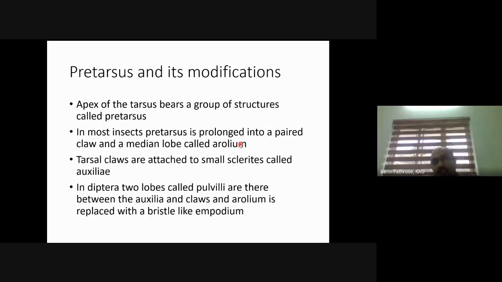So the tip of the tarsus bears a group of structures called the pretarsus. It mainly consists of a pair of claws, and between the claws we have an areolaeum, and the tarsal claws are attached to small sclerites called the auxilia. In Diptera, that is, houseflies, two lobes called pulvilli are there between the auxilia and the tarsal claw, and the areolaeum is replaced with the bristle-like empodium.